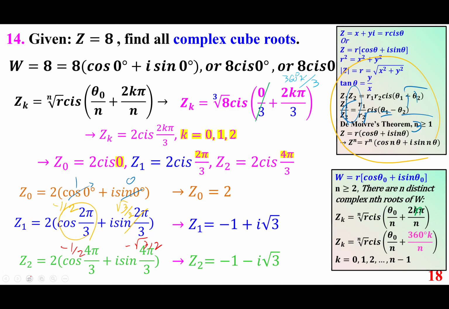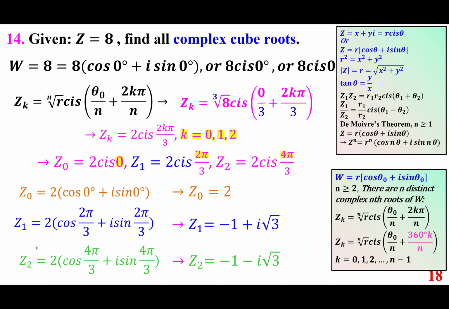Let me erase my work. So, reminding you, z is x plus yi, which equals r cis theta. This is r times cosine theta plus i sine theta in general. r squared is x squared plus y squared. This is called the modulus or the magnitude of z. r is the square root of x squared plus y squared. Tan theta is always y over x, and you must pay attention to the quadrant. You should always pay attention to the quadrant, everybody.